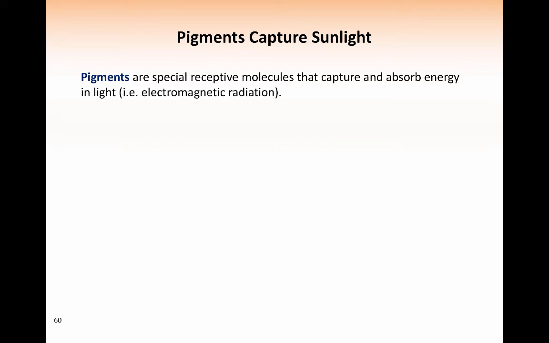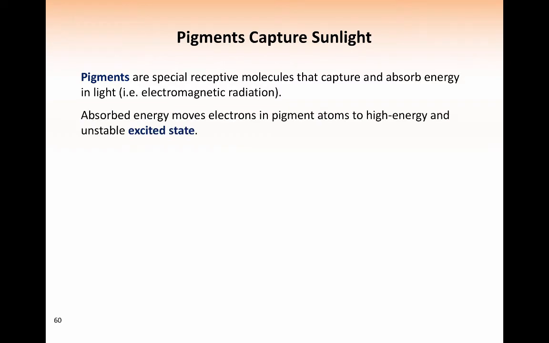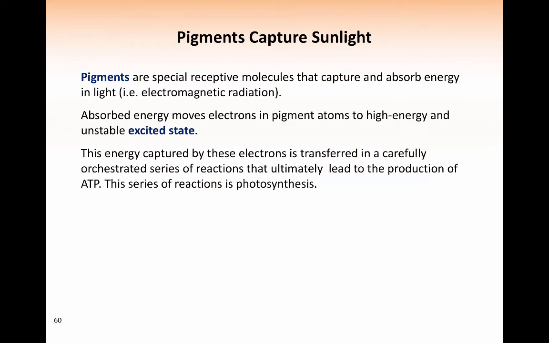So pigments are special receptive molecules that capture and absorb energy and light. Chlorophyll, carotenoids, they're a kind of chemical that does that, a pigment, but there are other pigments as well. They absorb energy that moves electrons to high energy states called excited states. And that energy captured by these electrons is transferred in a very orchestrated series of reactions that ultimately lead to the production of ATP. This series of reactions is photosynthesis.